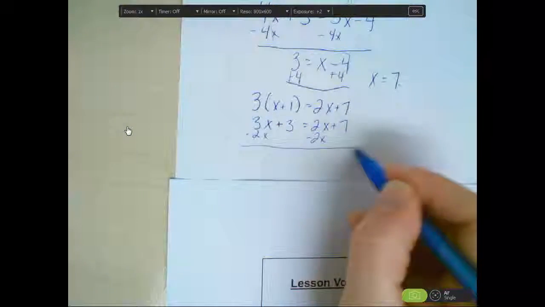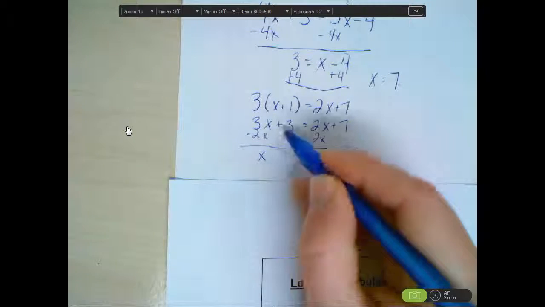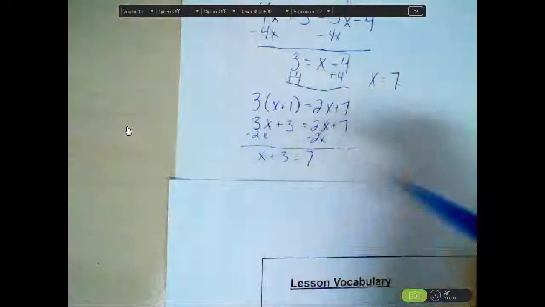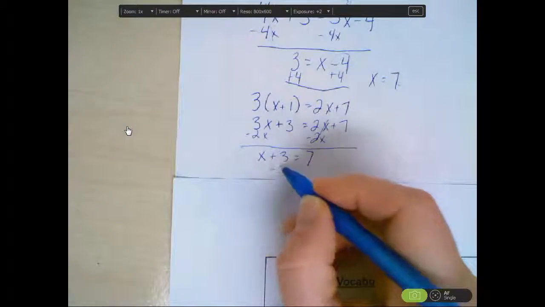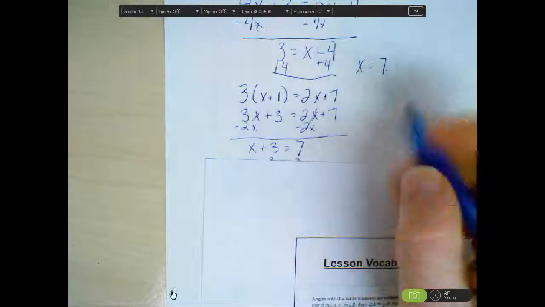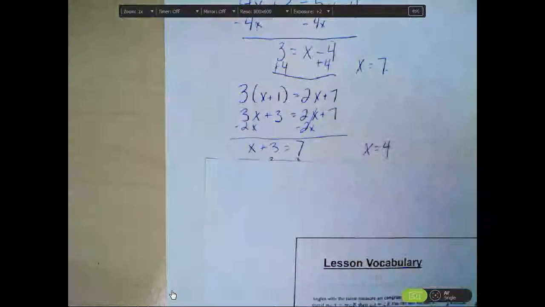On the left-hand side, 3x minus 2x is 1x. Bring down the plus 3. On the right-hand side, those cancel out and bring down the 7. And then you're going to minus 3 from both sides. So now we have x equals 4. And again, you can always check by plugging it back in.